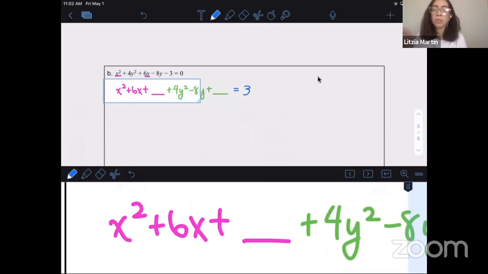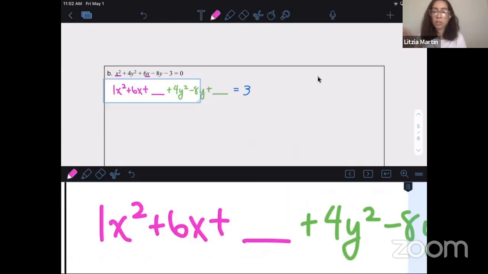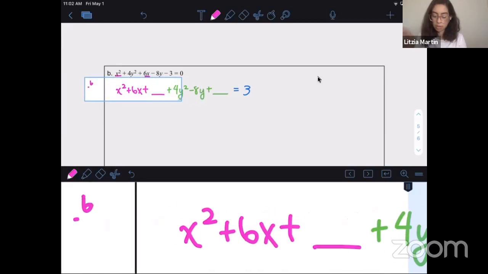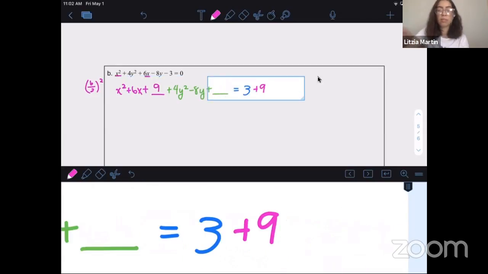This first part, we have x squared. There's no coefficient. Well, technically your coefficient is 1. So we don't have to factor out anything. We can just go ahead and take that middle number, divide it by 2 and square it. So that's going to give us 9. And we're going to add 9 to the other side.